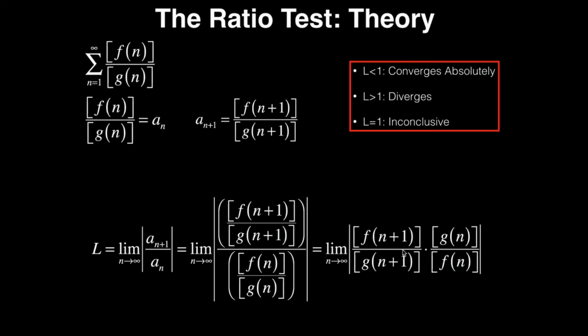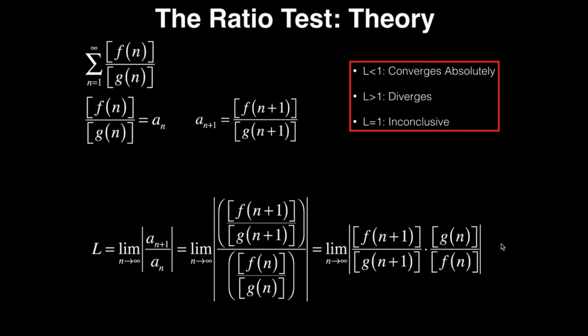Ultimately, when we put this denominator up in the numerator, we have the limit as n goes to infinity of f of n plus 1 over g of n plus 1, times essentially the reciprocal of the original argument, g of n over f of n. That's essentially what we get. Notice we've got absolute values here because we're concerned only about the absolute value.